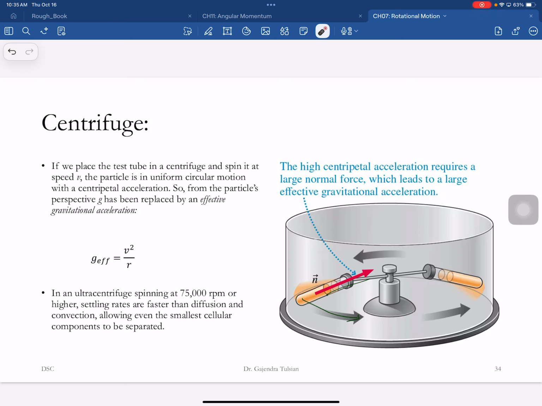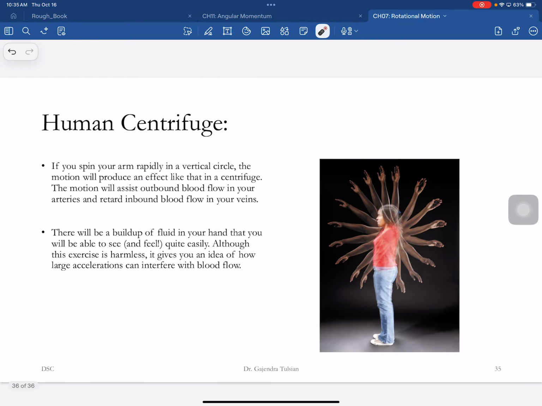So these guys can spin very fast, and of course, the material has to be strong. You don't want stuff breaking when spinning at 75,000 RPM. You can test this out yourself. You do a vertical spin like that, and your blood will collect in your arms, and your hands will get thicker.